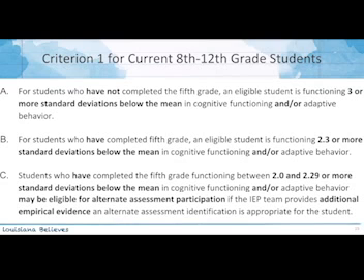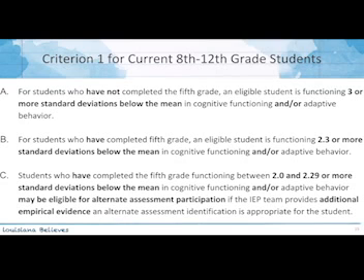Subsection B still reads, for students who have completed 5th grade, an eligible student is functioning 2.3 or more standard deviations below the mean in cognitive functioning and/or adaptive behavior. There were no revisions made to subsection B of Criterion 1 for students currently in 8th grade and above.